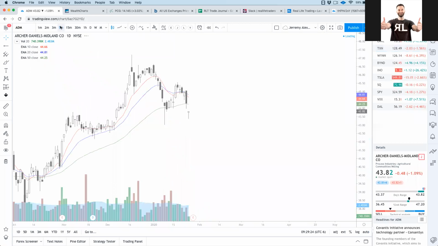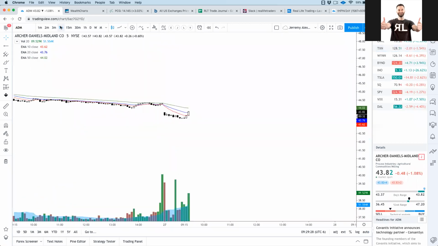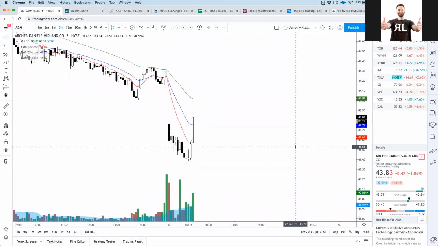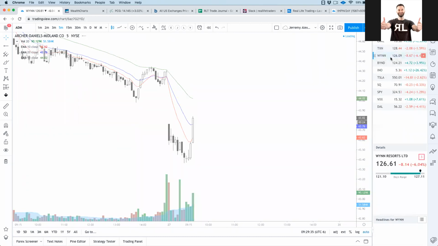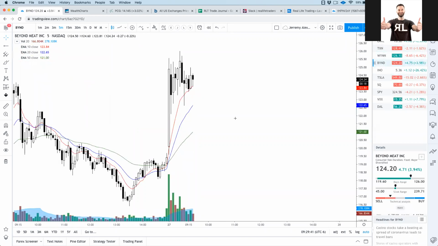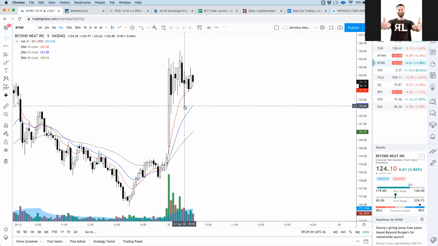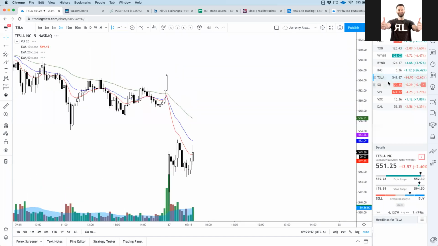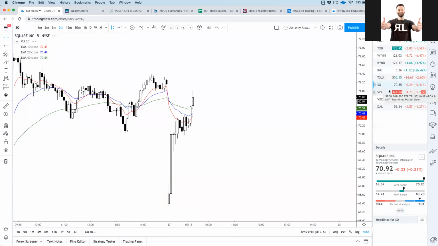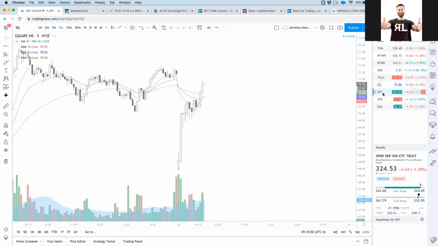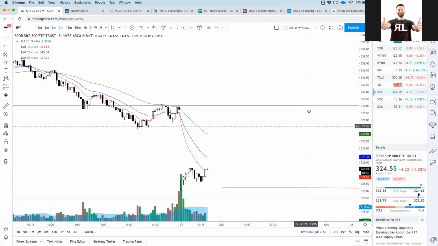Very good fade. Again, most of the gap downs today are getting bought up. So look at WIN. Beyond Meat is up 4%. It's at 124.25. Oh no, it threw in a lower shadow. That's pretty. INO just isn't doing much at all right now. Tesla hanging out. Square, beautiful fade on Square. Very nice. SPY again is working on the bounce, the fade.